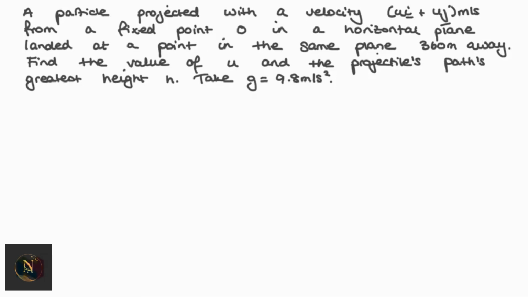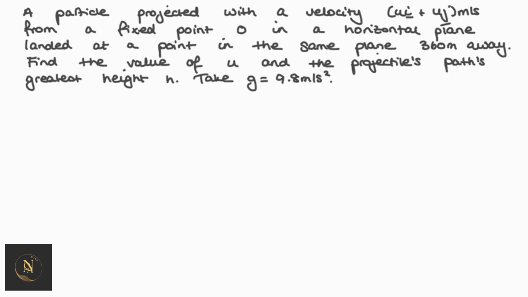A particle is projected with a velocity of ui plus uj meters per second from a fixed point O in a horizontal plane. It lands at a point in the same plane 360 meters away. Find the value of u and the projectile's path's greatest height h. Take g equals 9.8 meters per square second.